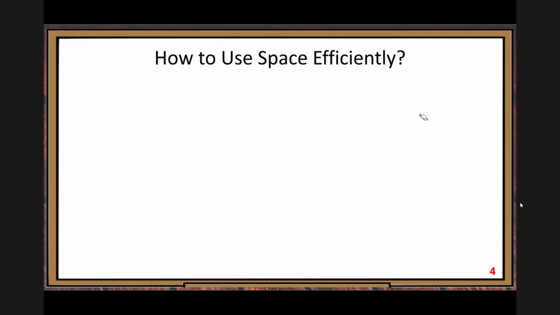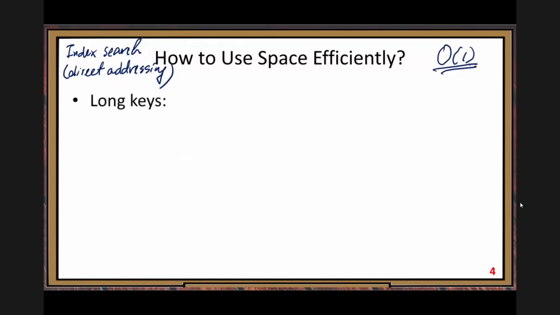Remember last time I talked about one special search algorithm called index search. In our textbook, it's called direct addressing. We know that method is very fast because it has big O of 1 efficiency. But it has a big problem: it uses too much memory space. Here, I want to use a simple example to explain why that idea does not work, so we have to modify it.